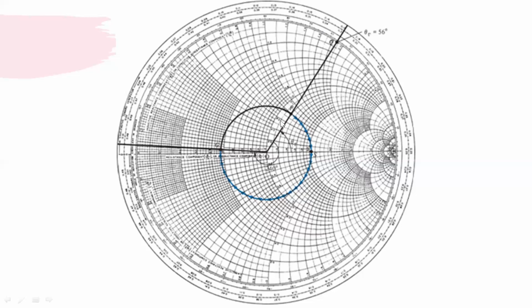The next step, to calculate the S value, take the radius OP and draw the circle. Wherever the circle meets the gamma real axis, that point is your S value. That is the second step. Then the third parameter you need to identify is the input impedance.